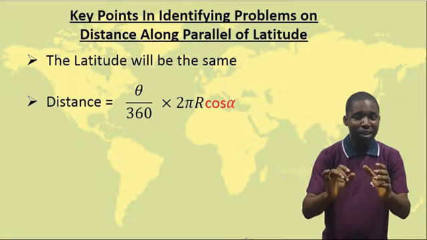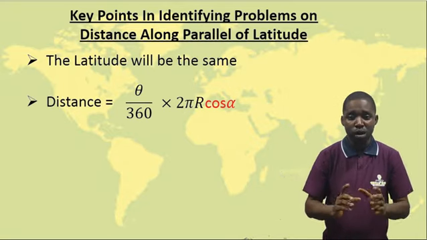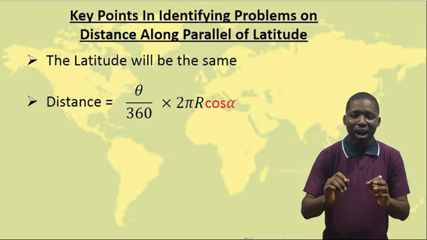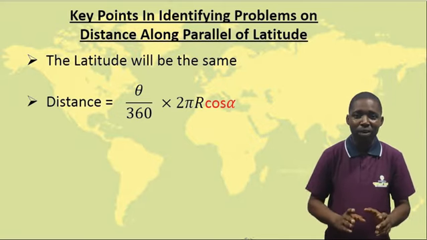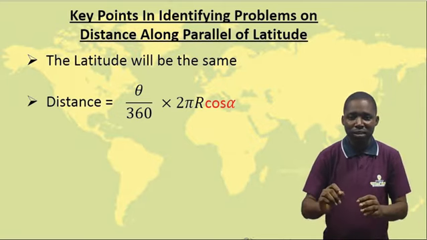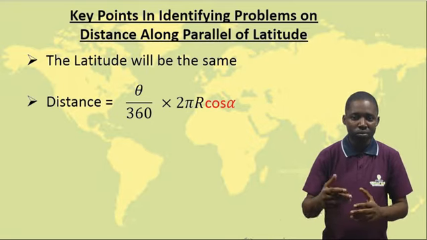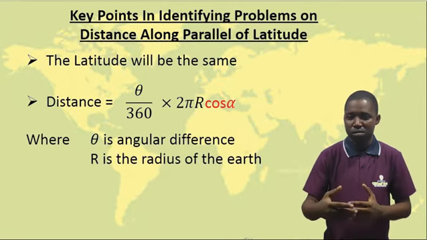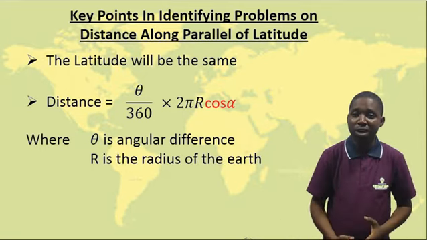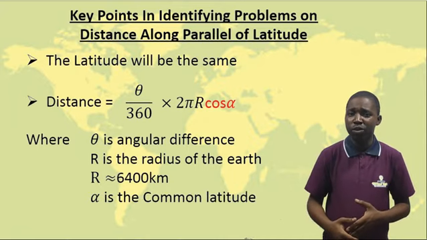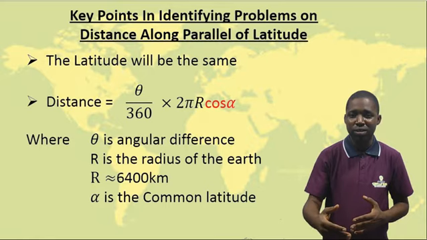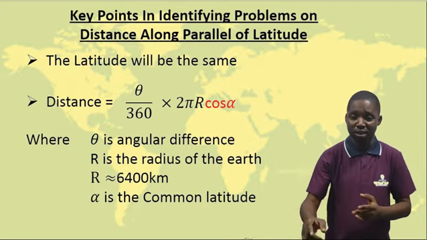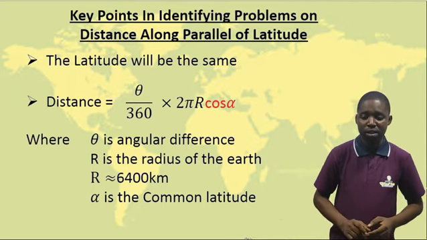Remember, for distance along parallel of latitude, or simply put, when we have a common latitude, we use an extra cos alpha, meaning the formula is theta over 360 times 2 pi r cos alpha. Again, theta is angular distance or angular difference, r is the radius of the earth, which we've taken to be 6,400, and alpha, which I'm introducing now, is the common latitude. So we don't just discard the common latitude. It is relevant, and we take that to be alpha. You can see it in the formula.